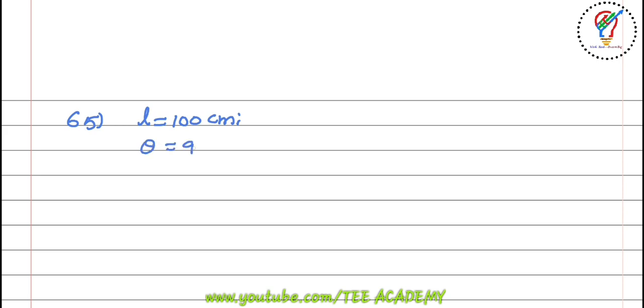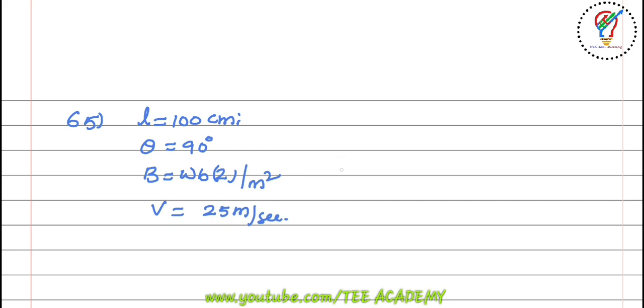The question number is 65. The conductor has a length of 100 centimeters, and moves at a right angle, so theta is 90 degrees, in a magnetic field of flux density B equal to 2 Webers per meter squared, with a velocity V of 25 meters per second. That is the given data. Now what we need to find?